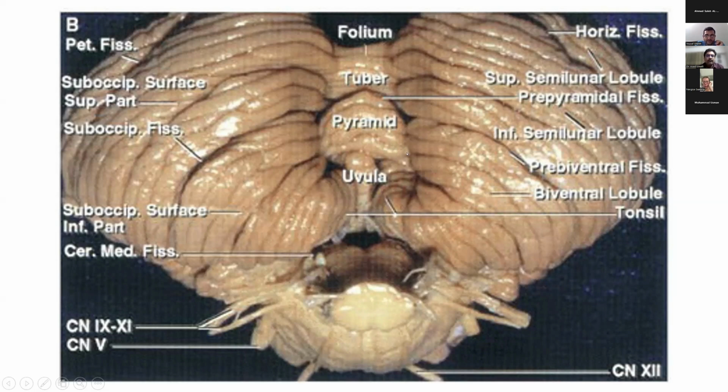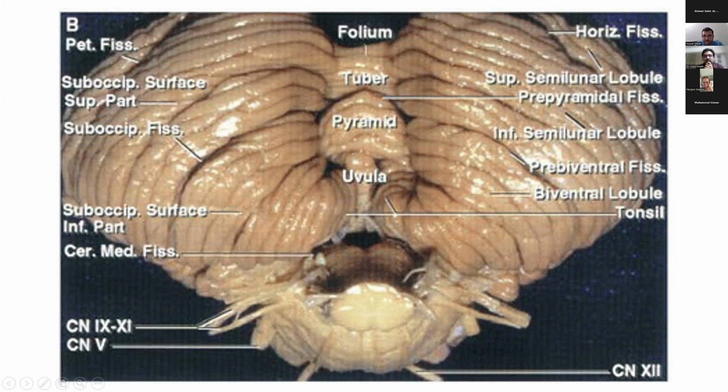Okay, so this is the diamond shape. Rotan says that we have divided this diamond into an upper half and a lower half. Because this upper half resembles the shape of a pyramid, it is known as the pyramid. And this is also the widest portion of the vermis on the suboccipital surface. The vermis is widest over here.